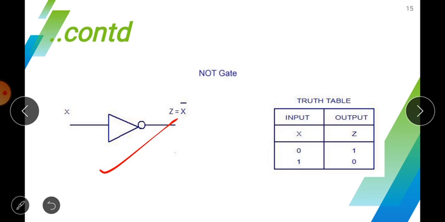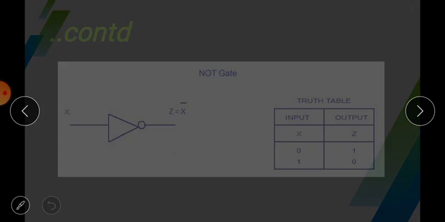And since it is a single input gate, there are only two possible combinations, that is 0 and 1. When the input signal is 0, the output you will get is 1, and when the input signal is 1, the output is 0, meaning this is the inverter circuit, and it gives the inverted output.